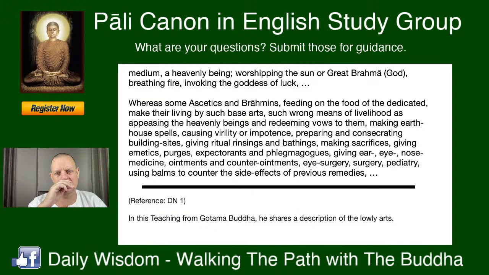Whereas some ascetics and Brahmins, feeding on the food of the dedicated, make their living by such base arts, such wrong means of livelihood as appeasing the heavenly beings and redeeming vows to them, making earth house spells, causing virility or impotence, preparing and consecrating building sites, giving ritual rinsings and bathings, making sacrifices, giving emetics, purges, expectorants, and phlegmagogues, giving ear, eye, nose medicine, ointments and counter ointments, eye surgery, surgery, podiatry, using balms to counter the side effects of previous remedies.